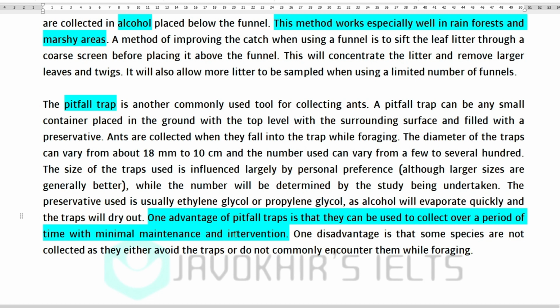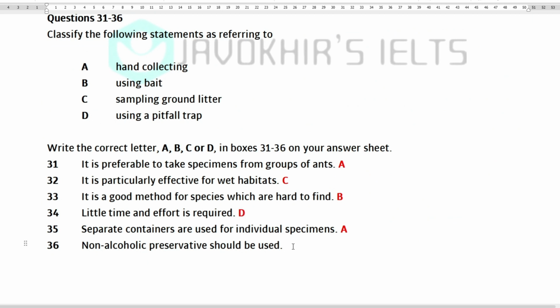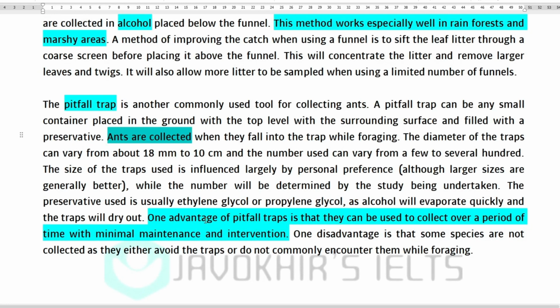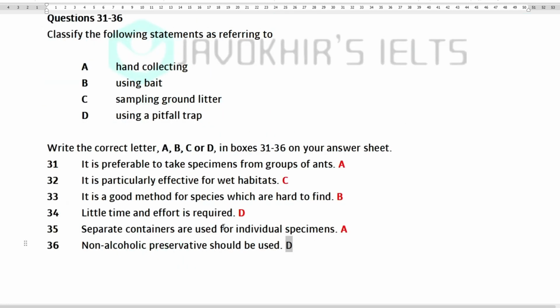So it's saying if alcohol is used to preserve ant specimens, the traps dry too quickly because alcohol evaporates quickly. So hand collecting is the answer for us. Oh, of course. Sorry for that. I think it was not hand collecting. It was pitfall traps. Yeah, pitfall traps. So we have D. Let me just make that bolder.